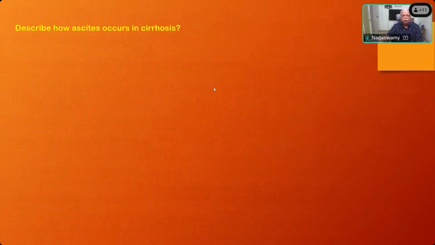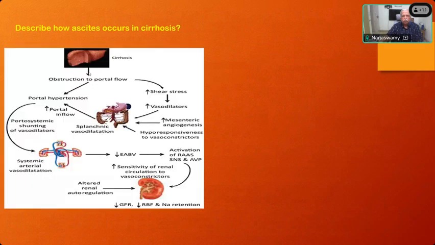And describe how ascites occurs in cirrhosis. This is another common question all of you may be knowing. So in cirrhosis, there is obstruction to portal flow, which leads to portal hypertension, and there is shear stress, increase in vasodilators, and increase in splanchnic vasodilatation, trying to increase the blood flow. When the portosystemic shunting with vasodilatation occurs, and all this activation happens, the kidney is also playing an important role, being sensitive to renal circulation and all those things. And all these things you can find in your book.